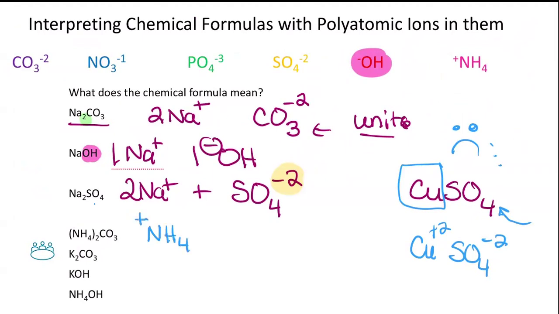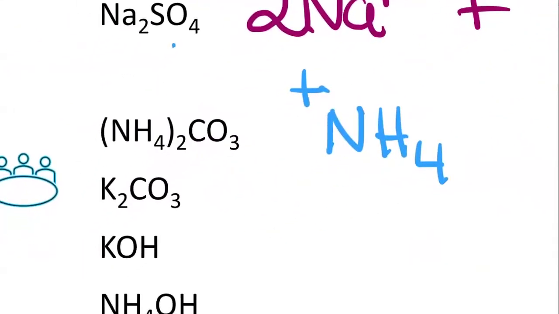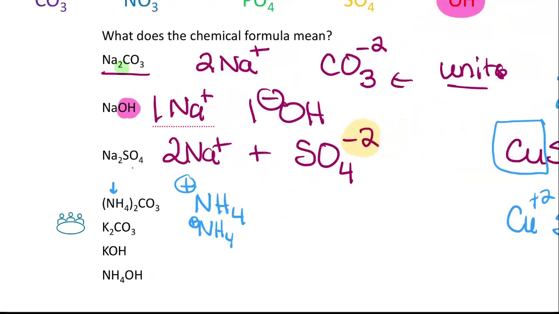And notice when we have more than one of a polyatomic ion, we have to use parentheses. So we put parentheses here to say, hey, this whole unit, the NH4, I'm going to have 2 of them. I have 2 NH4 pluses. And it doesn't matter if you put the plus on the right side or on the left side, they're both the same. So I have NH4 plus and carbonate.